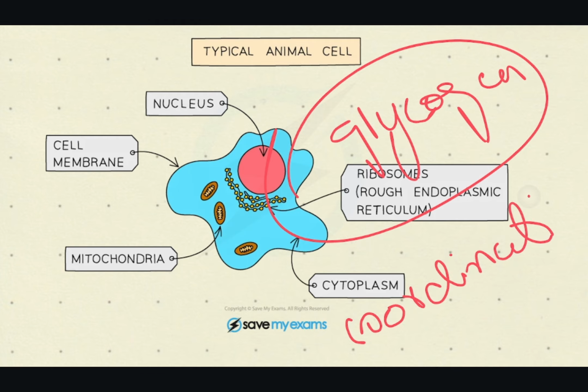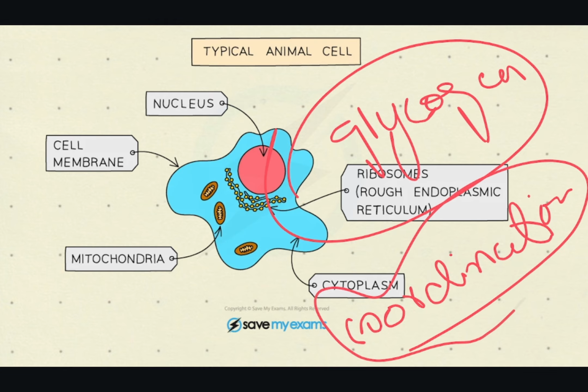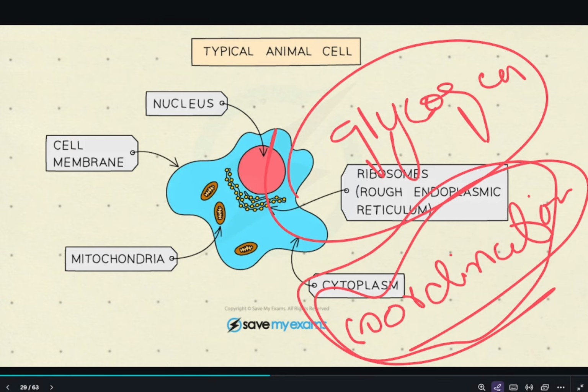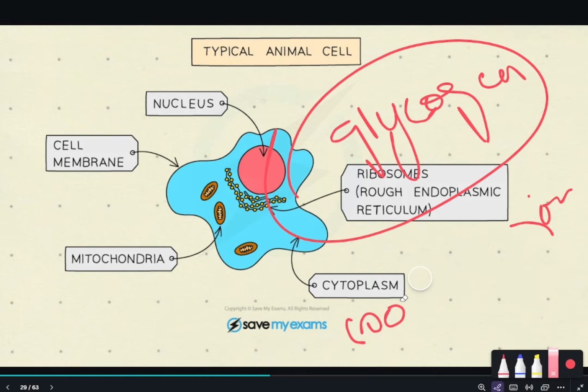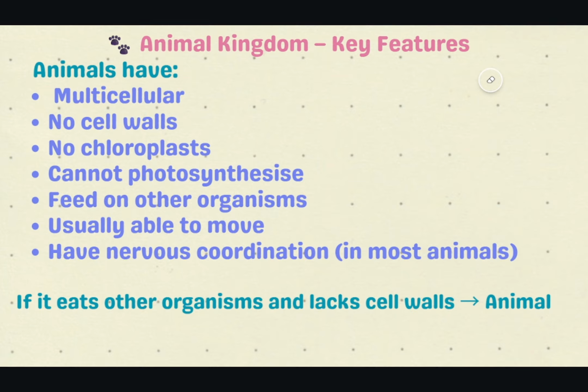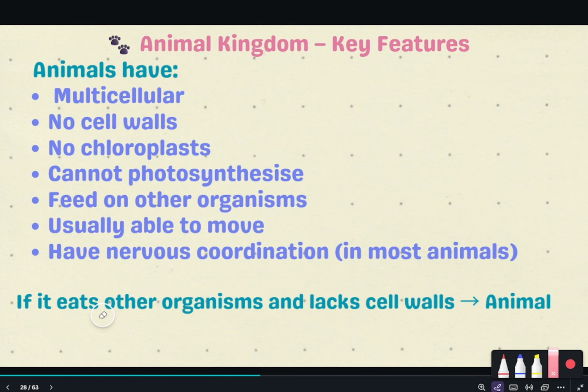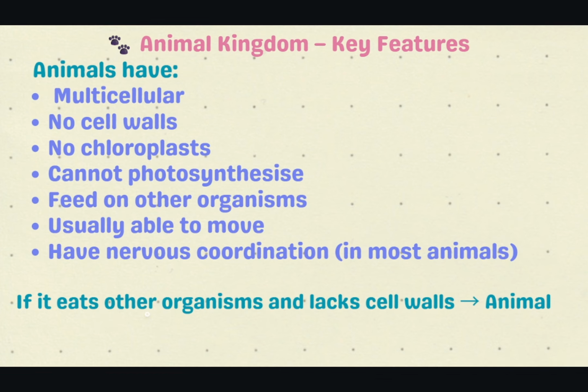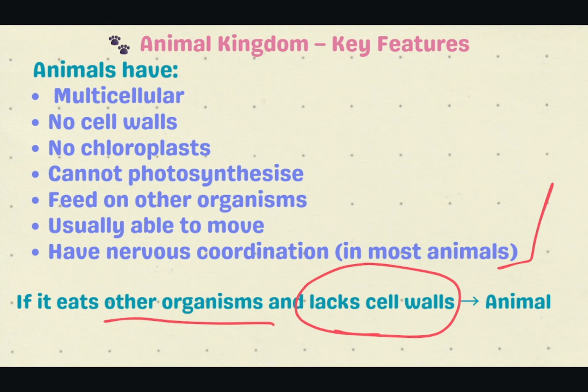Now, what is coordination? A proper, advanced nervous coordination system is present, not in all animals, but we have one. It is a very detailed chapter to be explained, so we're going to go over this again and again. That's all for animals. Another key point written here is that any organism that eats other organisms and lacks a cell wall is definitely an animal.